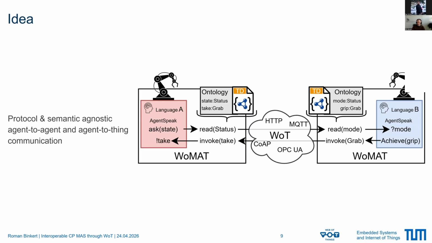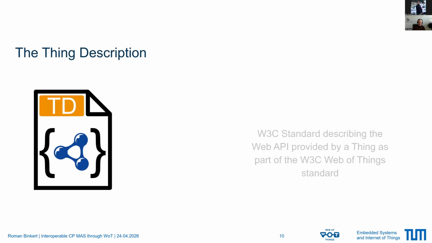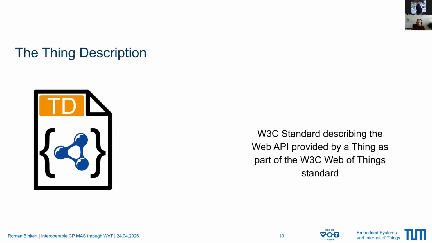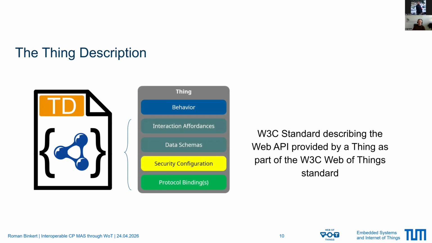And since we now have people from the Web of Things community group and also the agents community group, I want to briefly introduce both concepts, and I hope I don't bore you with it, but I'll try to introduce those briefly. So basically the Web of Things, the central part that we now use is the thing description. The Web of Things itself is an aggregation of standards, but the thing description is one part of it. And it is used for a standardized description of how you can interact with a device. It allows you to describe the interaction affordances, data schemas, and also some other additional stuff like security configurations or protocol bindings.